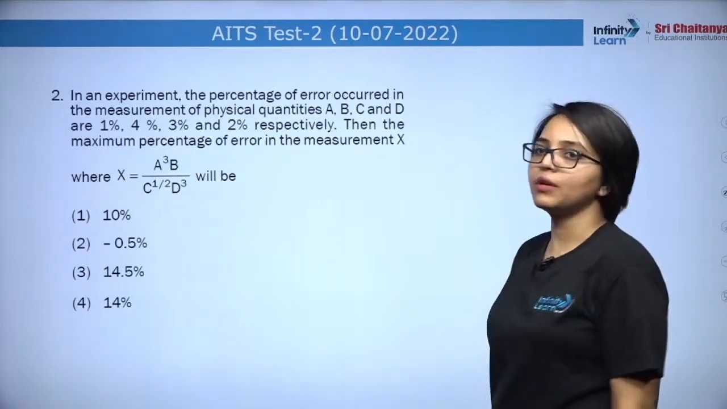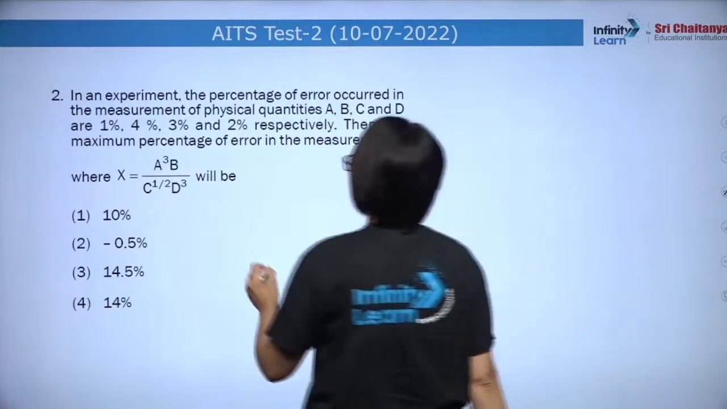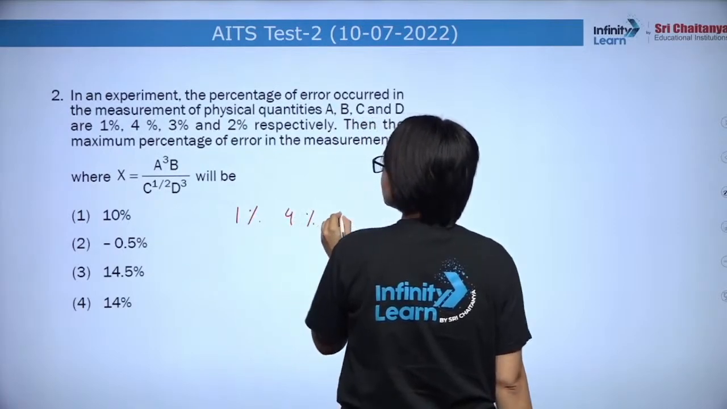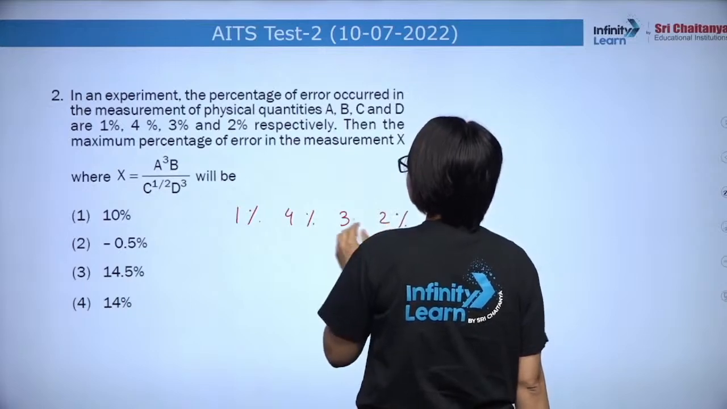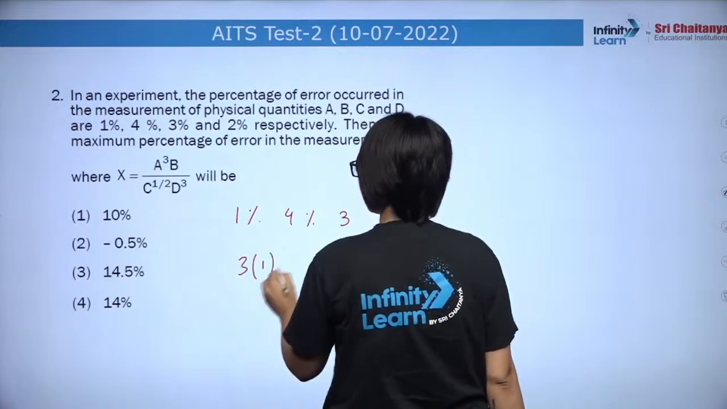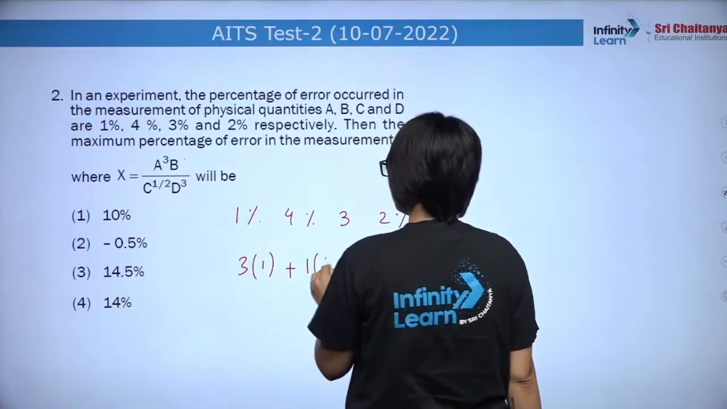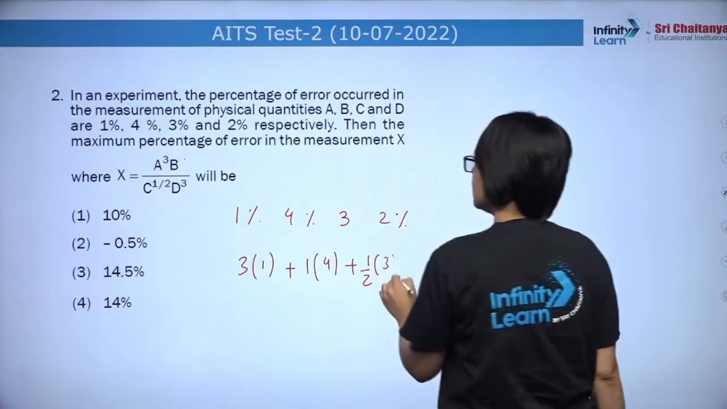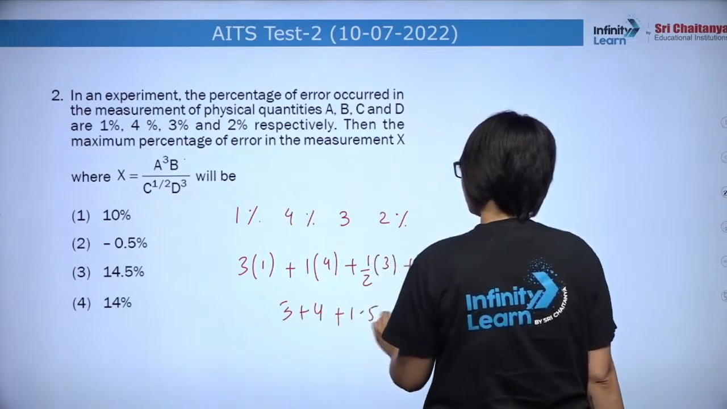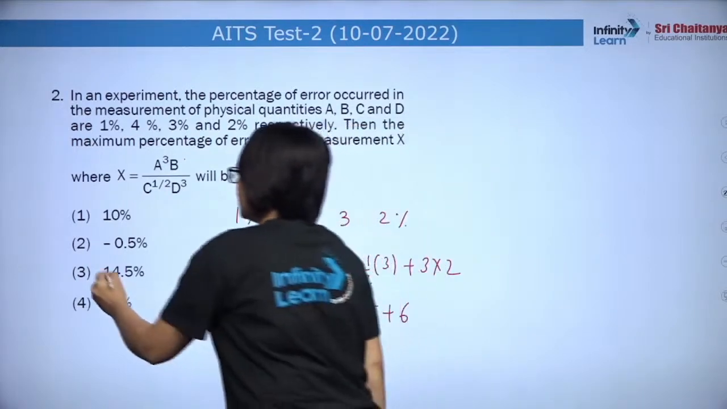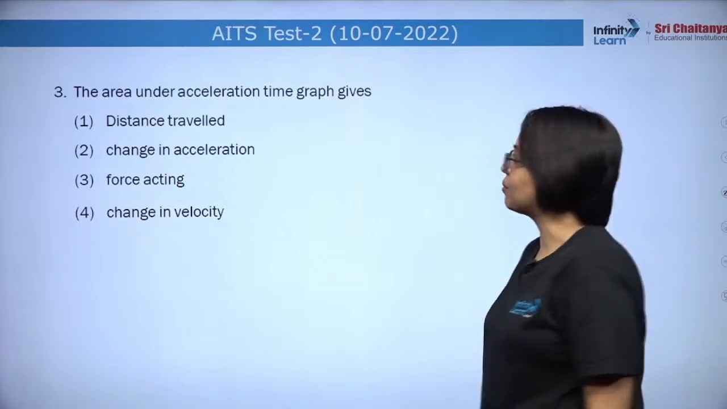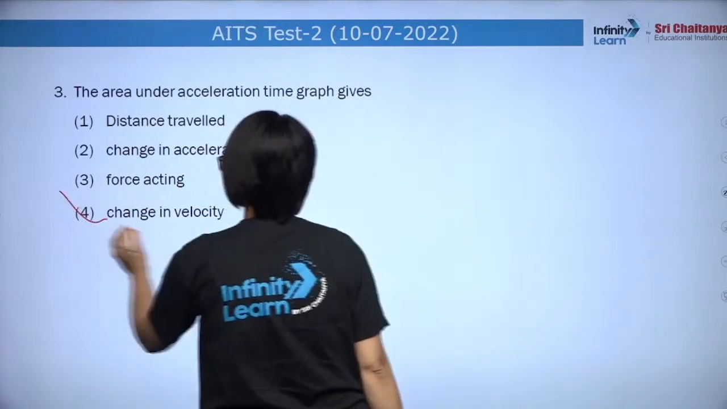Next, in an experiment the percentage of error occurred in the measurement of A is 1%, B is 4, C is 3 and D is 2%. So what is the total percentage error in the measurement of X? It will be 3 into 1 plus 1 into 4 plus 1/2 into 3 plus 3 into 2. So this is 3 plus 4 plus 1.5 plus 6, which gives an answer of 14.5%. Next, the area under the acceleration-time graph gives you what? Change in velocity. So the correct answer is 4.